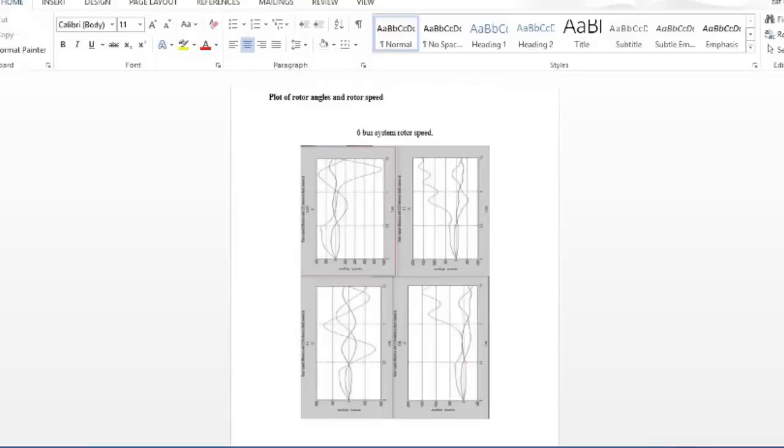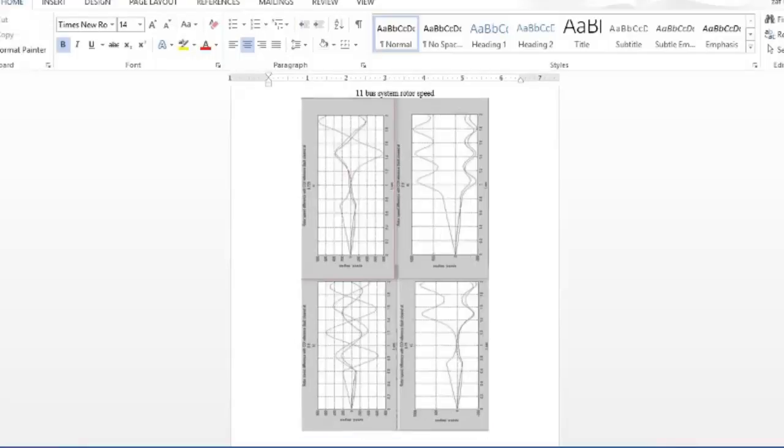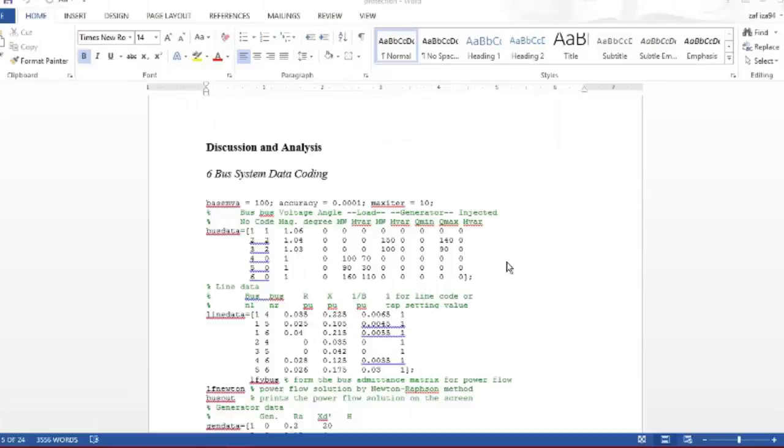Okay, this is the result of our project. As we can see, this is the 6 bus system rotor speed, and this is the 6 bus system rotor angle, the 11 bus system rotor speed, and the 11 bus rotor angle. This is the 6 bus system data coding.